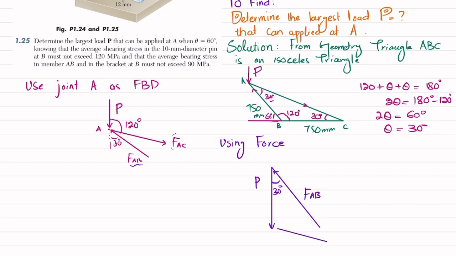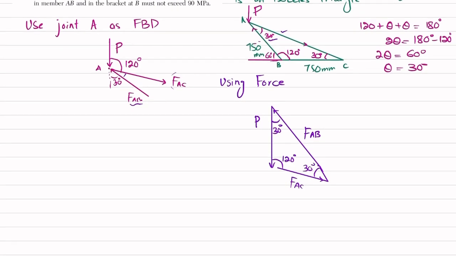This will be your FAC. This is FAB, so this is FAC. And this angle, when you draw it, will be 120 degree. Now again, the angle between FAB and FAC is 30 degree. You can see here this is also 30 degree, or the angle between AB and AC is 30. Now we will use the law of sine.